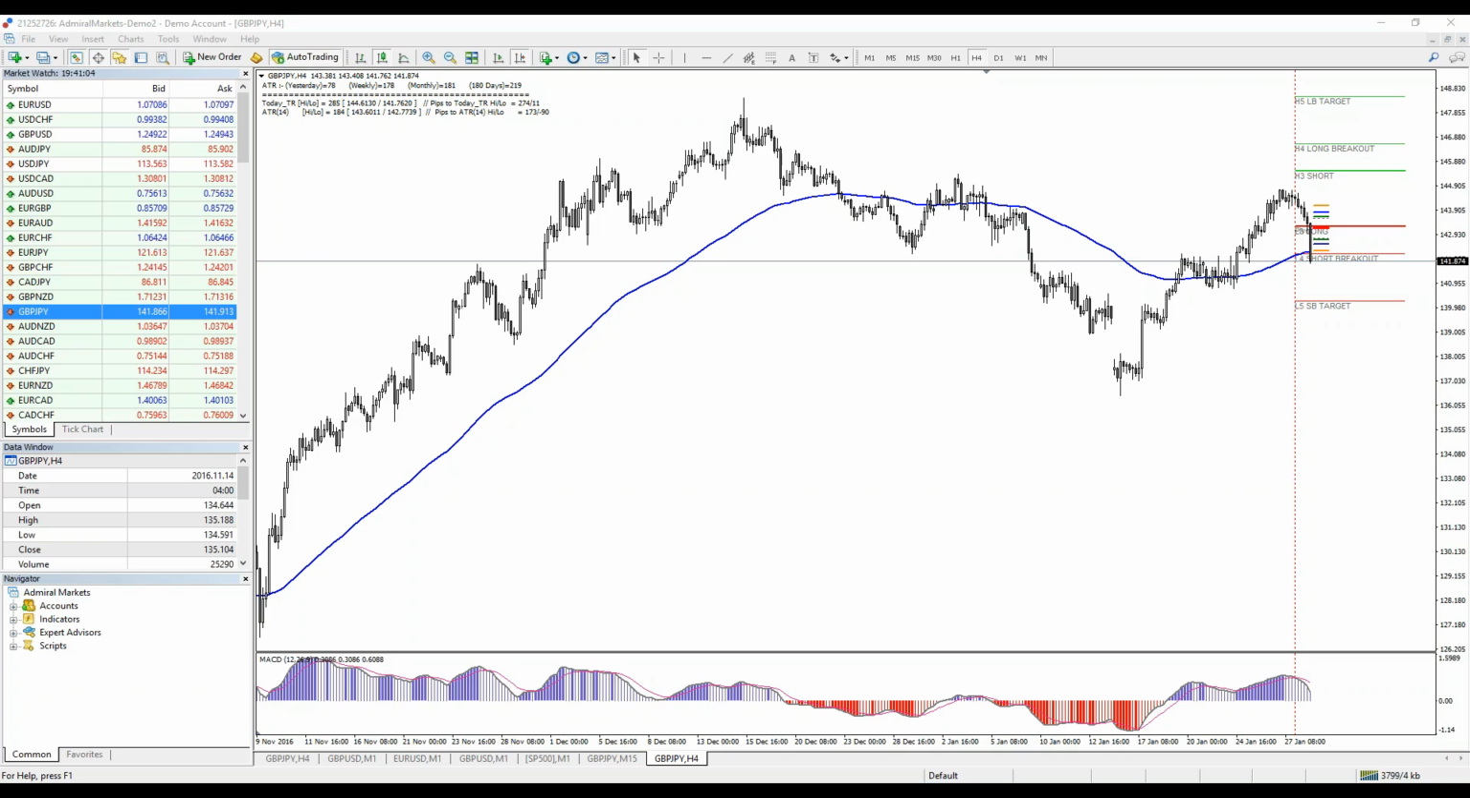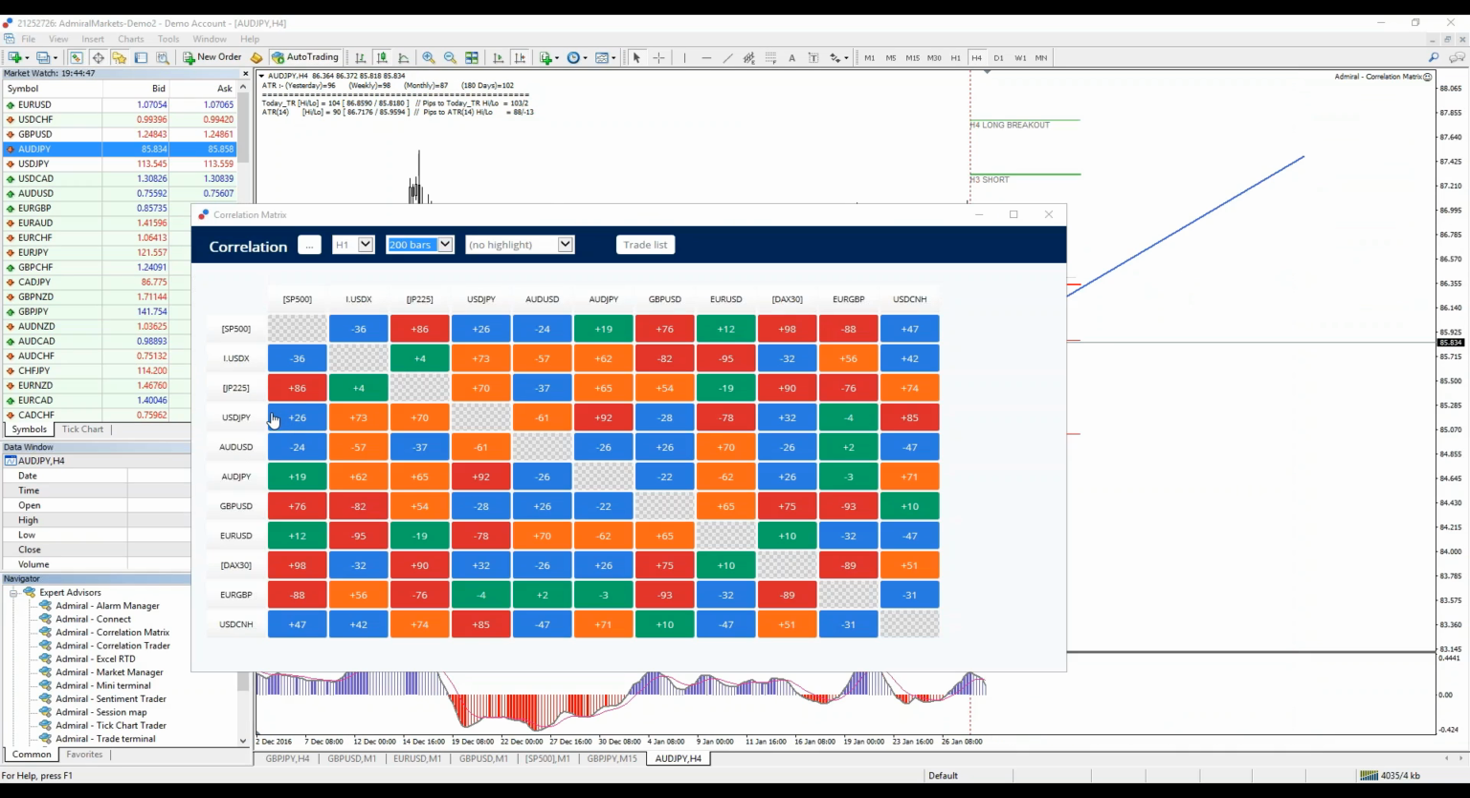Dollar yen is here and Japanese Nikkei. Here, let's use the last 200 bars. Plus 70, very strong correlation between dollar yen and the Nikkei index. Japanese 225 is the so-called Nikkei index, guys, for all of you who don't know. Okay, so really strong correlation. Yes, strong.